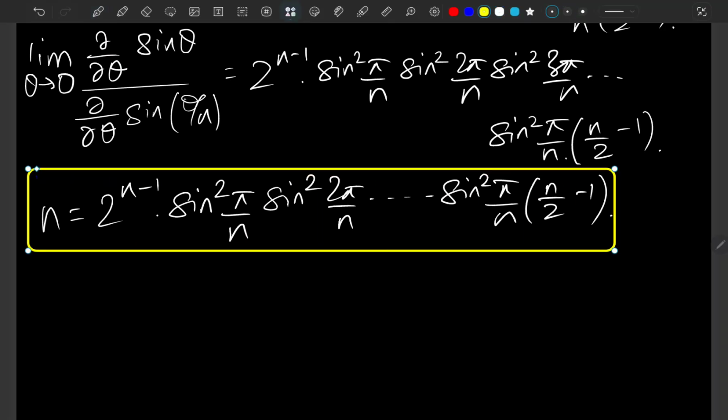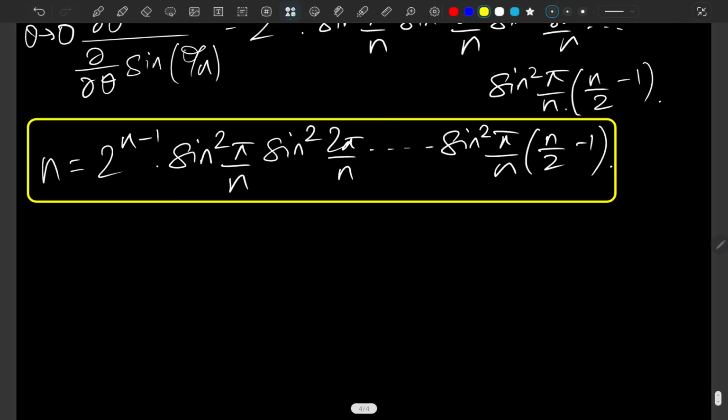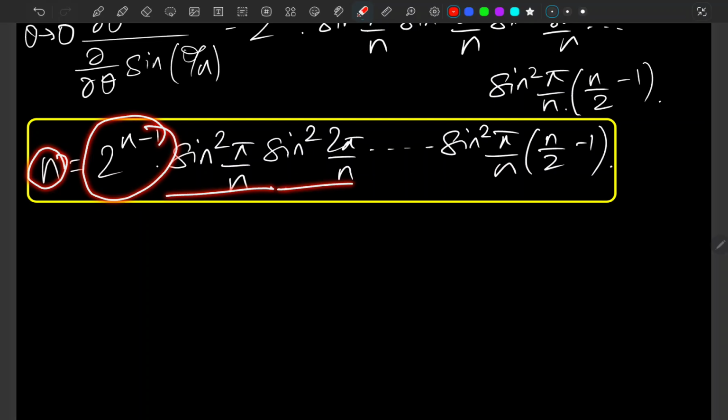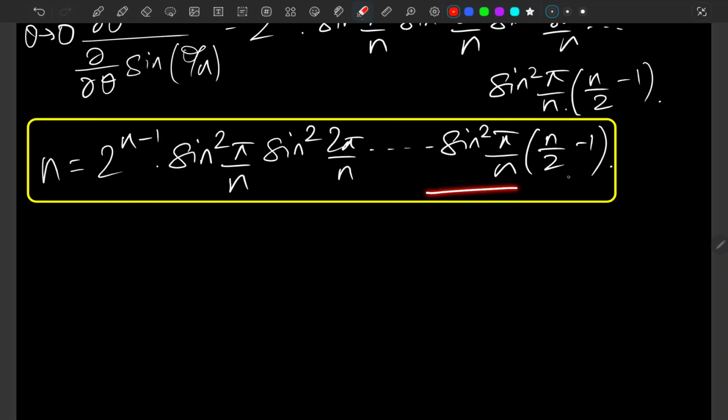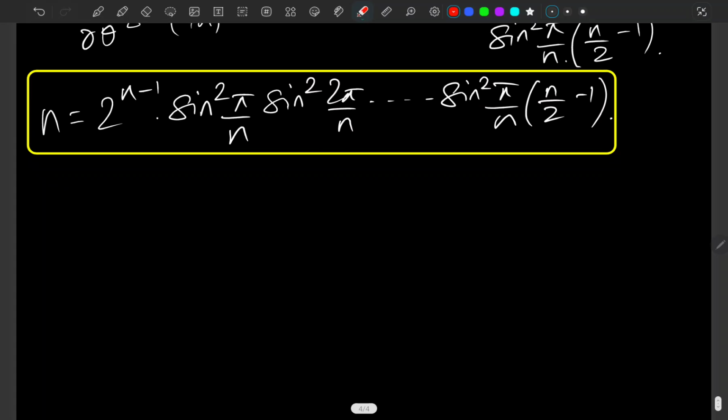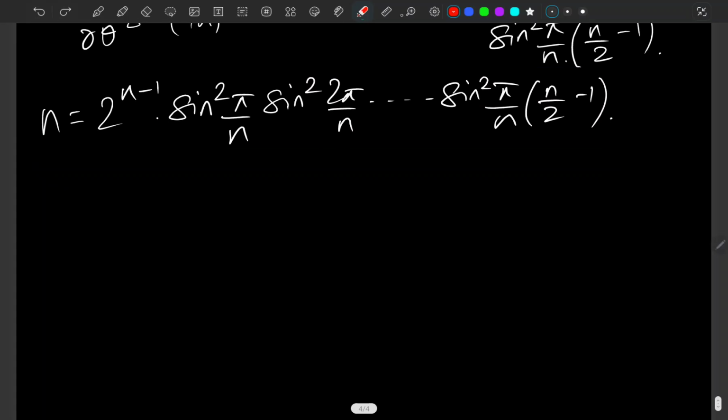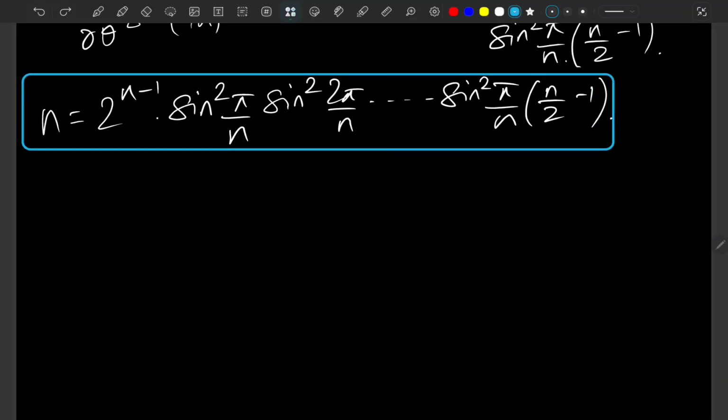I would request you to just look at this. Yeah, look, n can be represented as 2 to the n minus 1 times sine squared pi over n times sine squared 2 pi over n, and this keeps going up to sine squared of pi over n times n over 2 minus 1. Oh my god, that's really amazing. Let me just use this color, because I'm using this color for those which are really important to us, and we just need to write that down even if we are not writing anything.